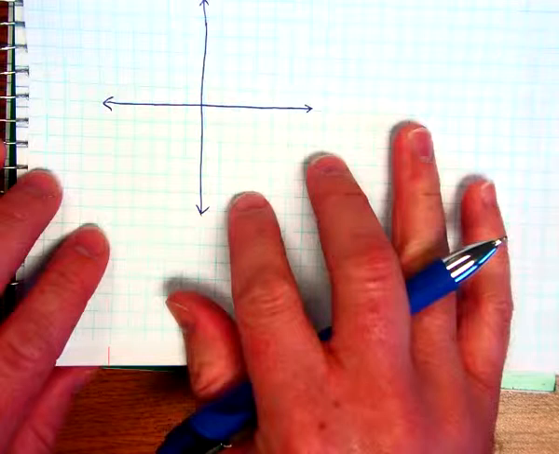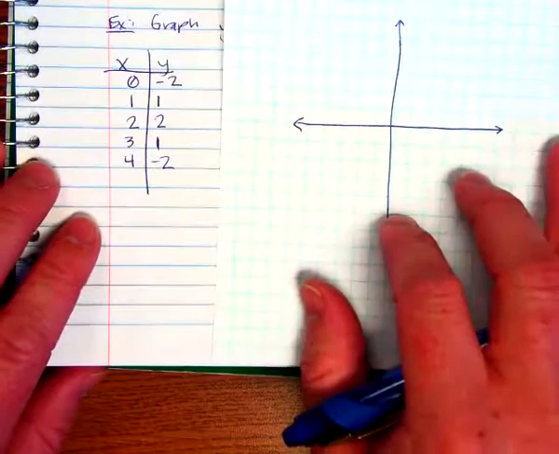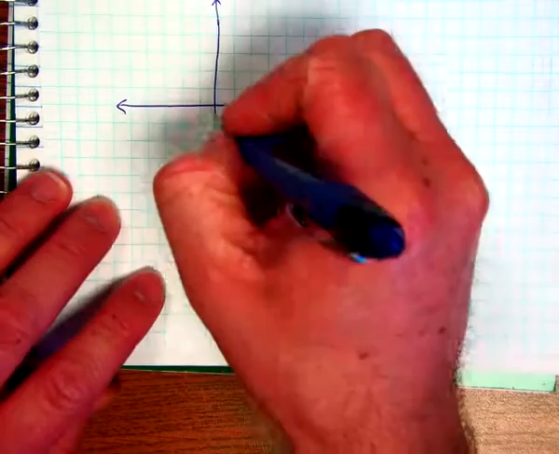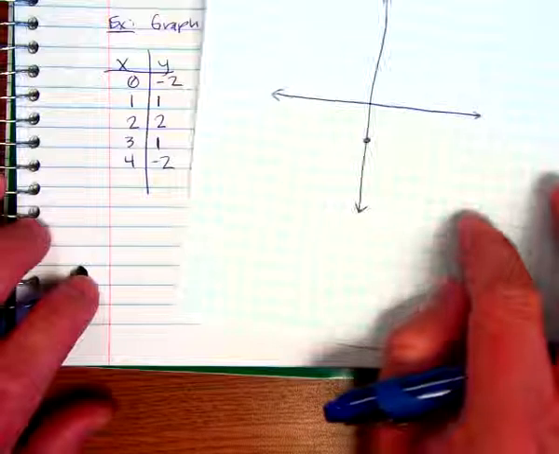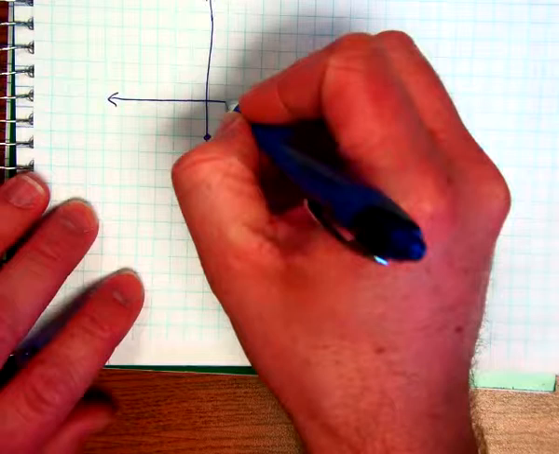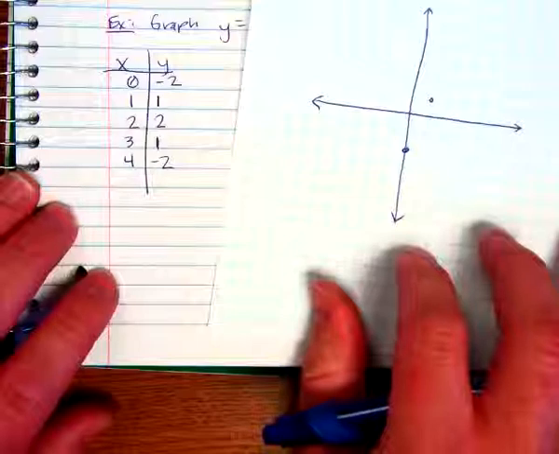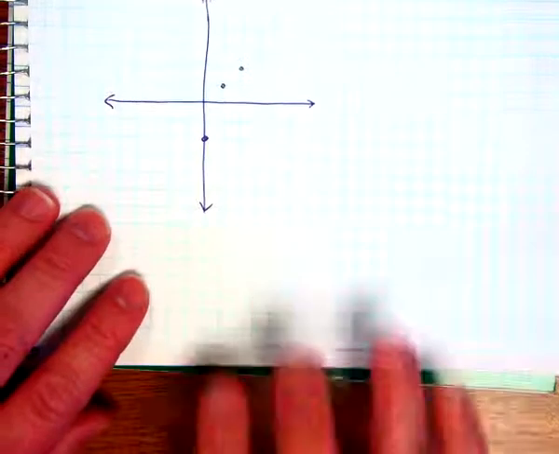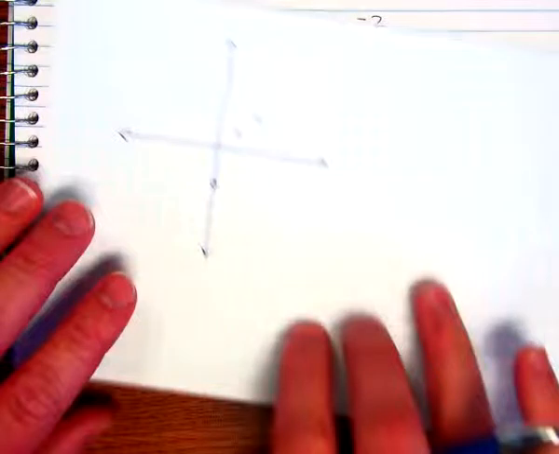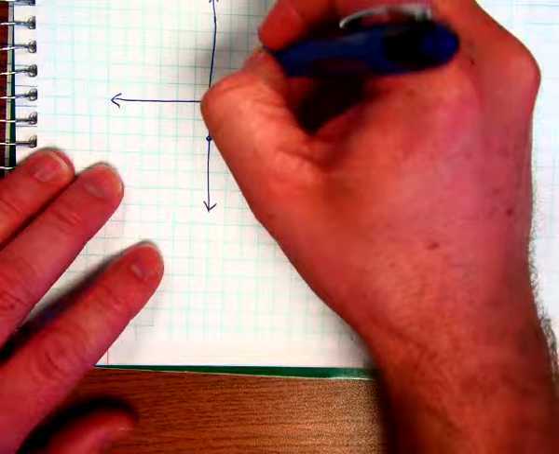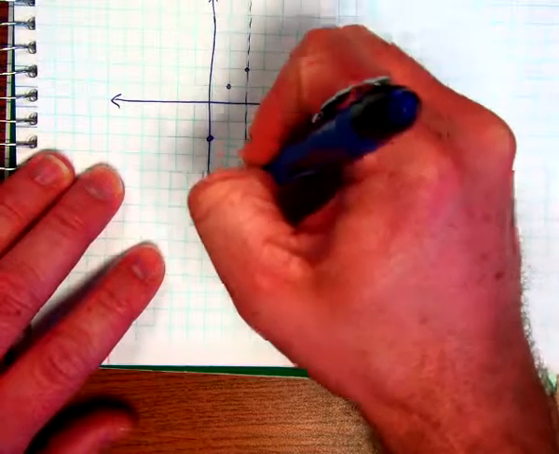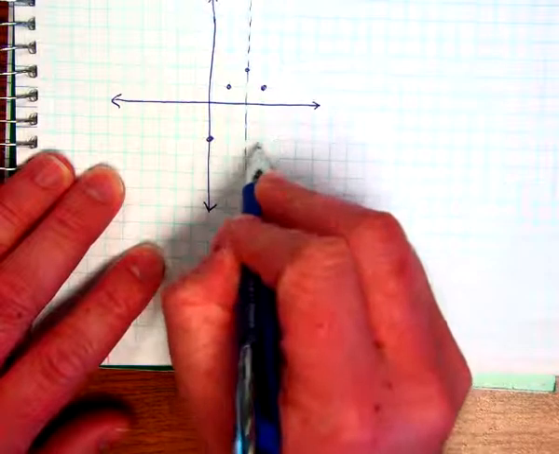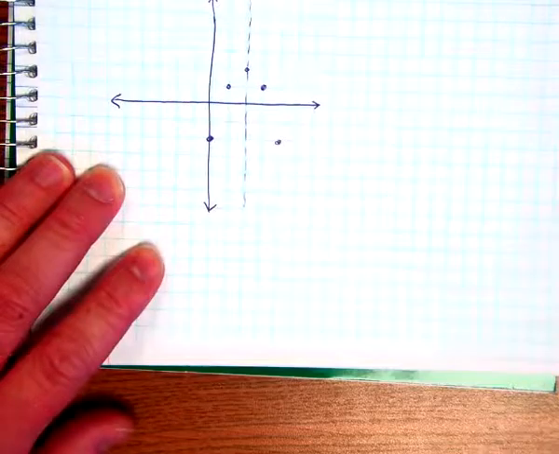All right, graphing our points then. Our first point was 0, negative 2. Our next point was 1, 1. Our next point was 2, 2. Our axis of symmetry is at 2. So there's our dotted line, which means this is 1, so go over 1. This is 1, 2, 1, 2. There's the rest of our parabola.